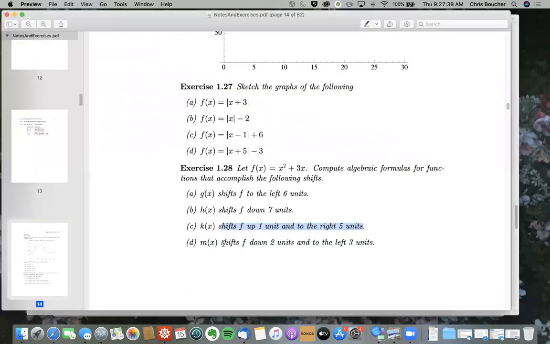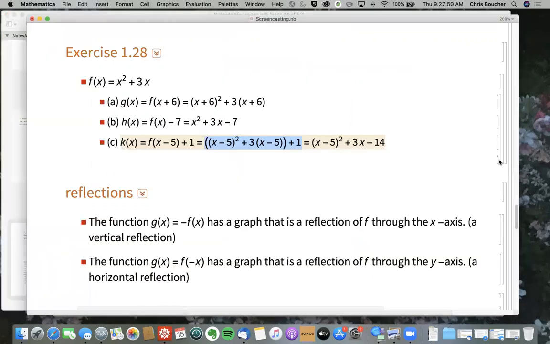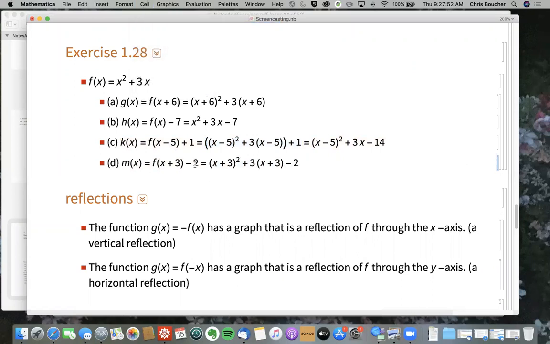Okay, last one. Let's go down 2 and to the left 3, right? So to the left 3 means I'm going to add 3 to the input, and down 2 means I'm going to subtract 2 from the output. And what that looks like is this, right? So I'm going to add 3 to the input there, and then subtract 2 to go down. And from here, it is similar, right? So here's f of x plus 3, right? The quantity x plus 3 squared plus 3 times x plus 3, and then minus 2. And again, you could do some foiling in algebra here to simplify this, but it's all algebra from here on out.